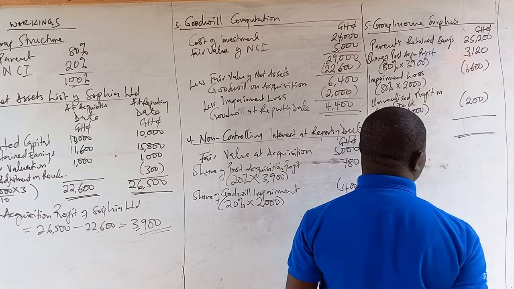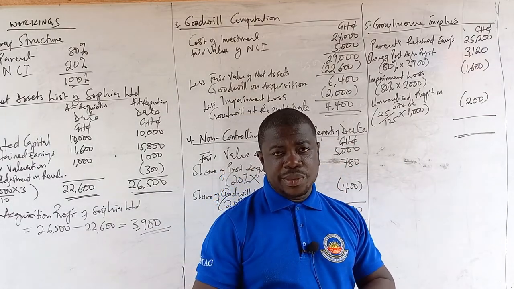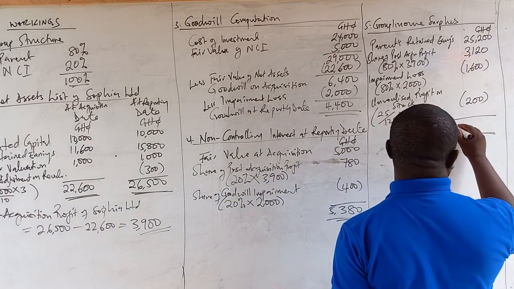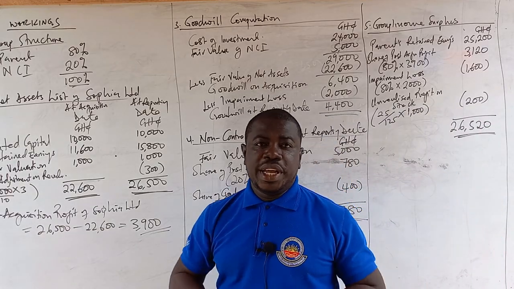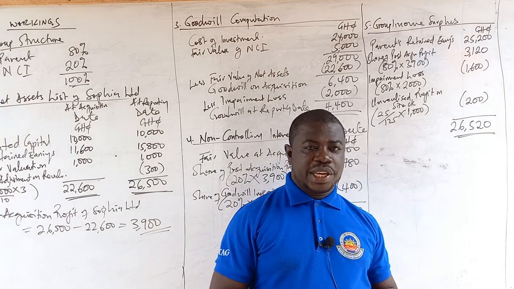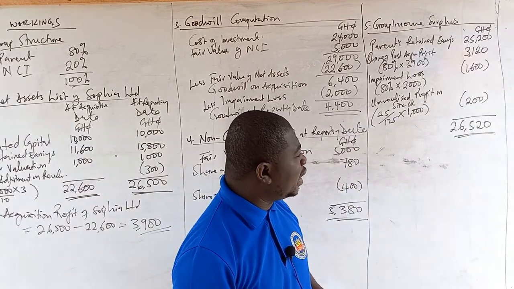Okay. So we're now going to get our total value for the group income surplus. And that is going to be 26,520 Ghana cedis. So ladies and gentlemen, we are done with the workings. We are now going on to present the consolidated statement of financial position itself.